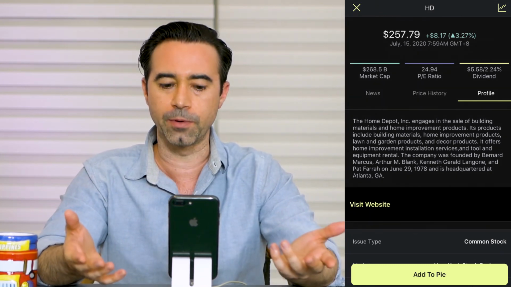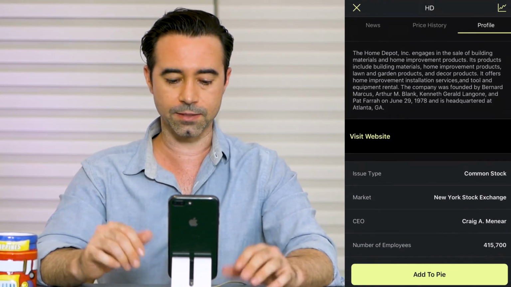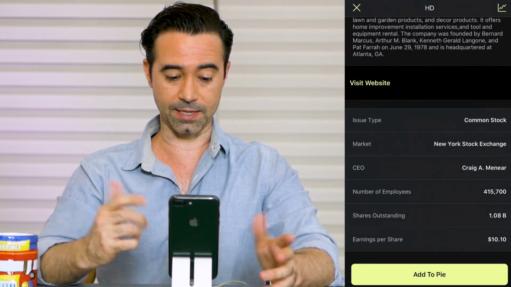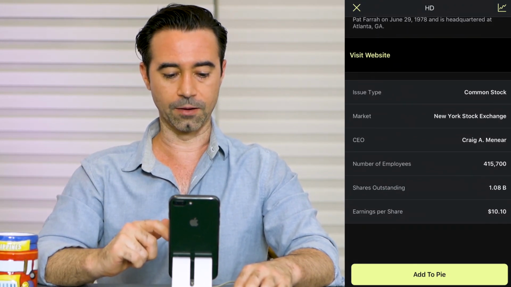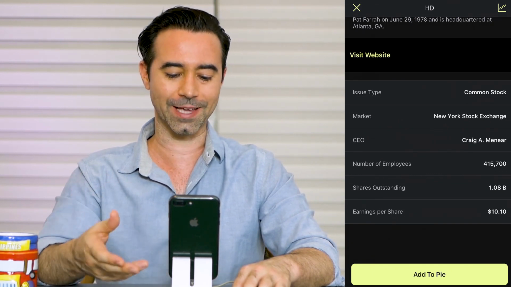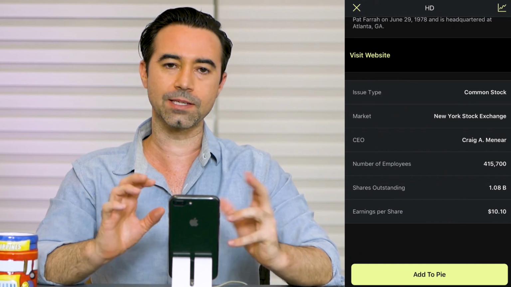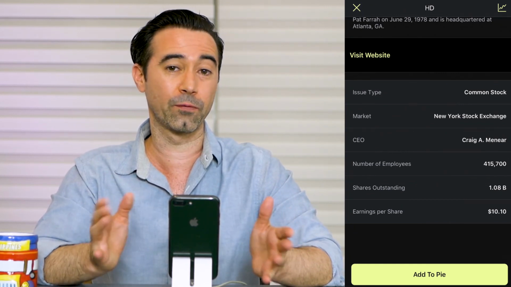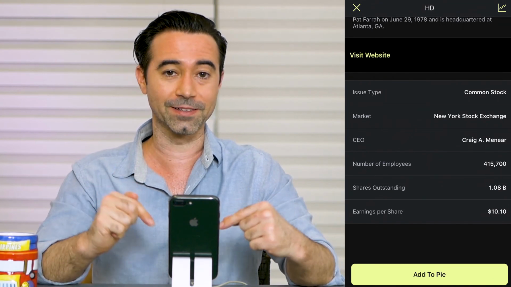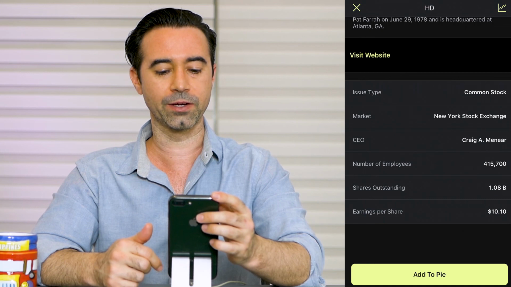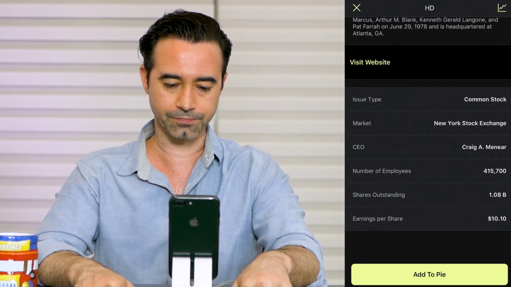Now, you probably know what Home Depot is. However, if you didn't, then this would be a great tool for you to understand what the company is and what it's about. And then it tells you some things like the CEO, the number of employees, the shares outstanding. So this is great and it's important, but if it's a company that you've never heard of before that you're researching, definitely important to see this type of stuff. Okay, so there you go, that's Home Depot.